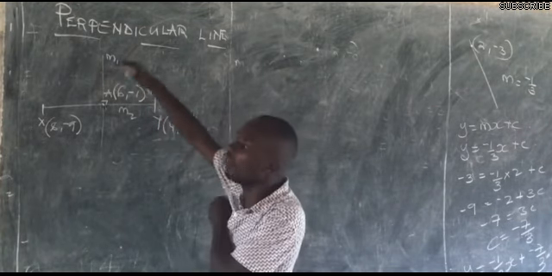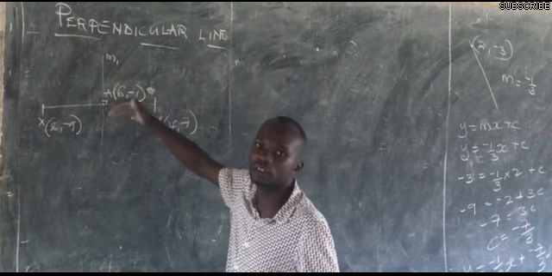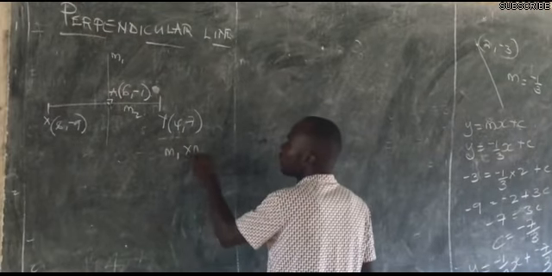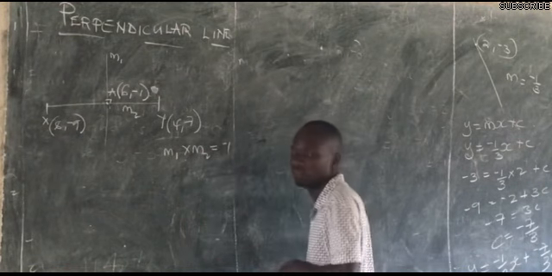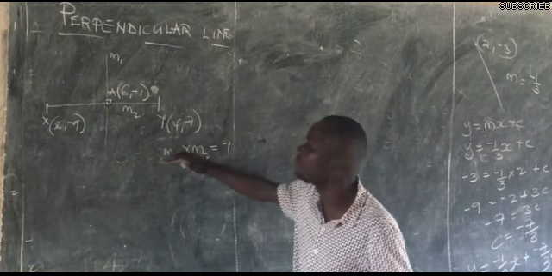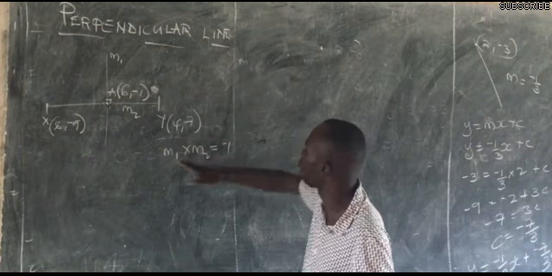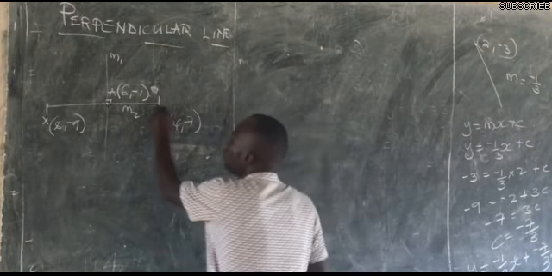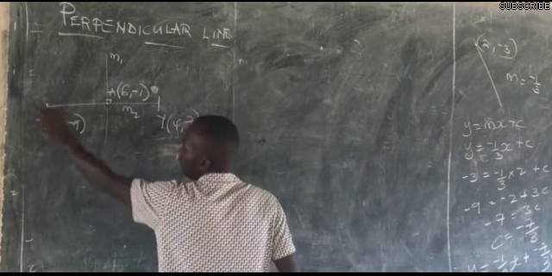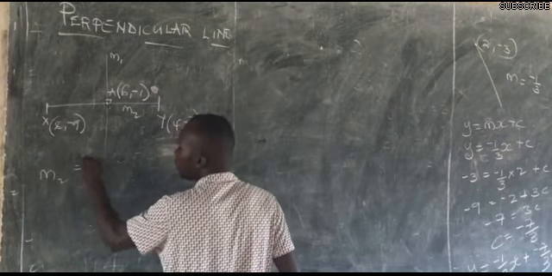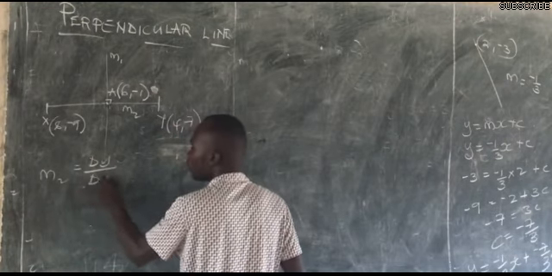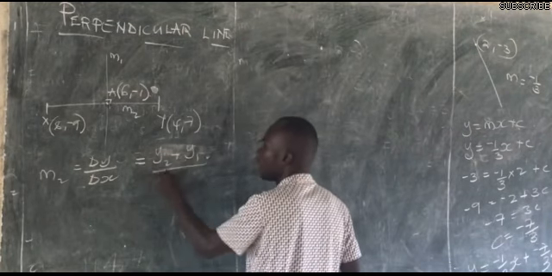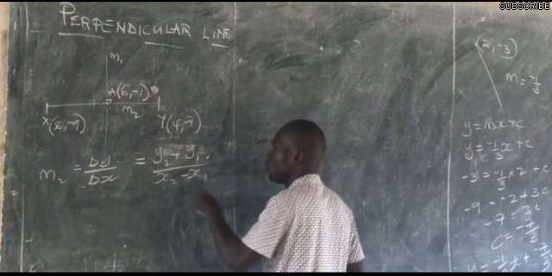And we've said when we have two lines perpendicular, the product of their gradients is -1, meaning m1 times m2 must yield -1. But we cannot get this before we get the value of either m1 or m2. But we can get the value of m2 since we have the known points that we are given. So m2 is going to be the change in y out of the change in x, which is y2 minus y1 out of x2 minus x1.